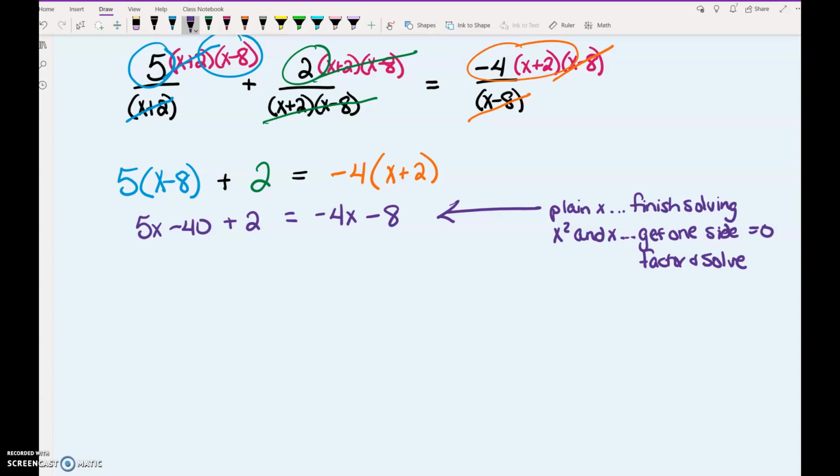Sometimes it's just x's and numbers. Move all the x's to one side, all the numbers to the other, solve it, you're good. Sometimes you see x squared, you're going to have to factor. If you have to factor, you have to think about, is there a number in front of the x squared or not? How do I factor? But we love factoring, so that's not a problem if that's what we have to do to solve it. This one is just simple combining like terms and solving a multi-step equation. So we've actually got 5x minus 38 equals negative 4x minus 8. Add 4x to both sides.